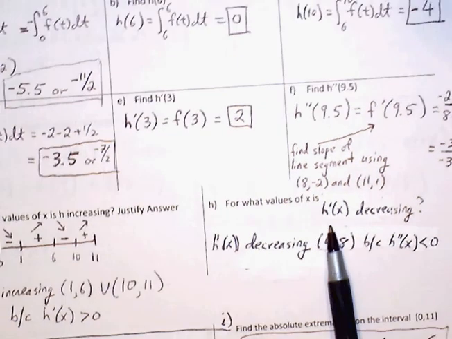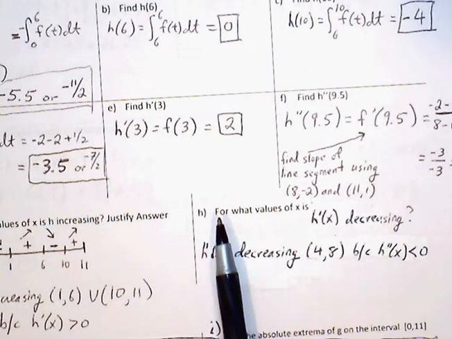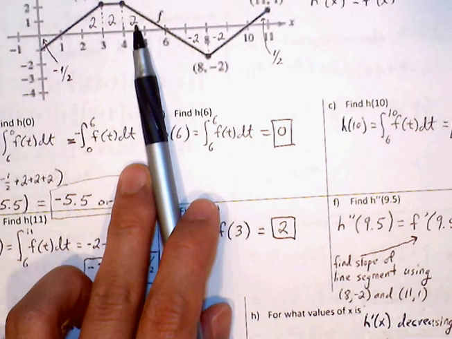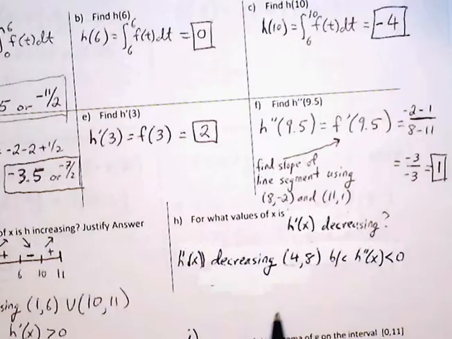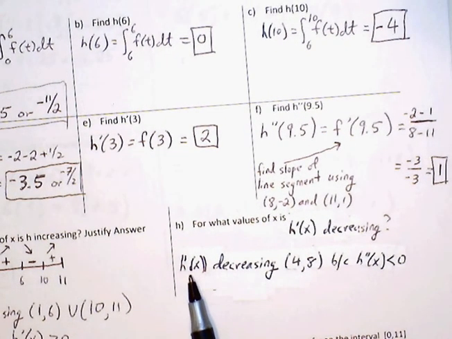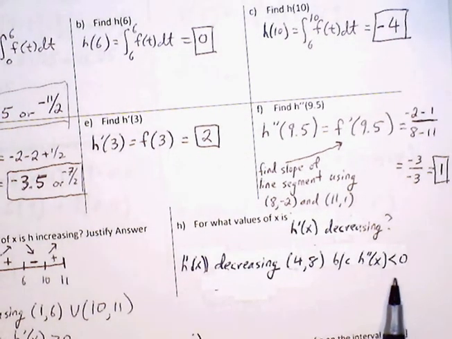So this is asking for us to evaluate the slope of h prime. When is h prime decreasing? So negative slope would occur in this interval from 4 to 8. Okay, so that's a typo there, it should say h prime of x, not h double prime. H prime is decreasing from 4 to 8 because h double prime is less than 0.